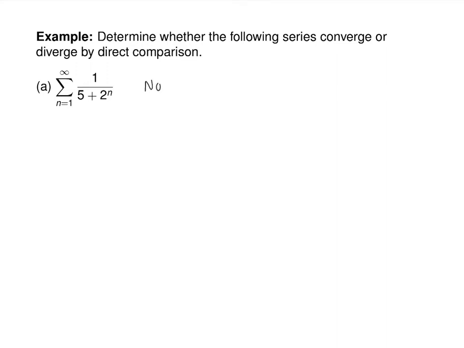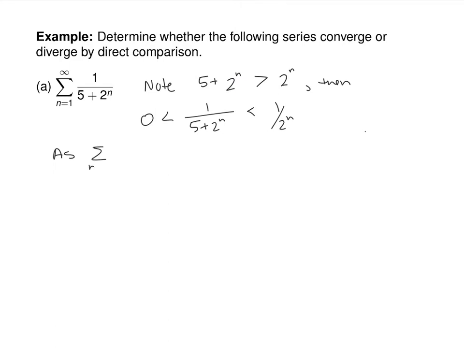So first start by noticing that 5 plus 2 to the n is bigger than 2 to the n. And if I reciprocate both sides, you have that 1 over 5 plus 2 to the n is less than 1 over 2 to the n. And also these things are all positive, so bigger than 0. Now give me a short explanation as to why the sum from n equals 1 to infinity of 1 over 2 to the n converges. Tell me you know why it converges.